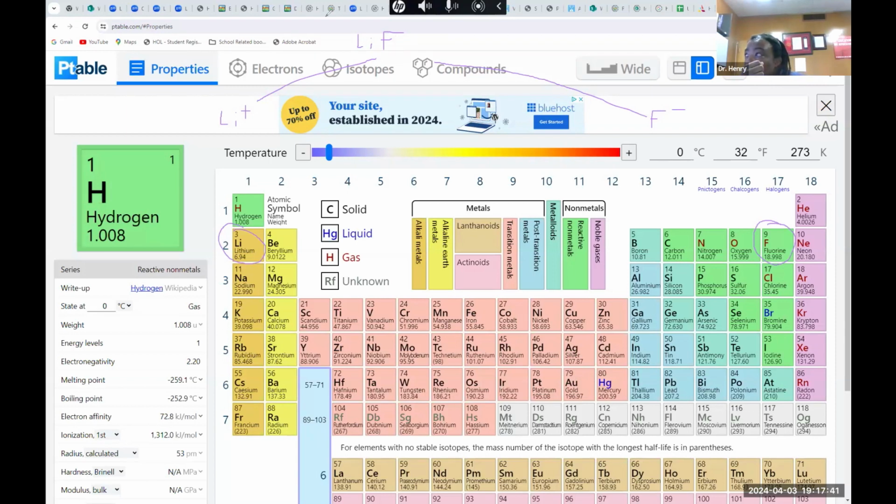They're going to have to balance each other's charges completely. You'll notice there are no charges up here at all because they're completely balanced. We have a plus and we have a minus. They balance each other totally. Now we call this compound lithium fluoride.